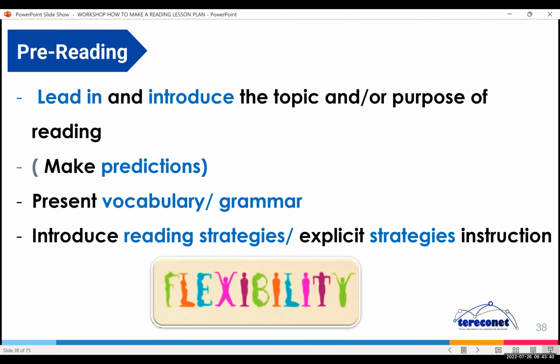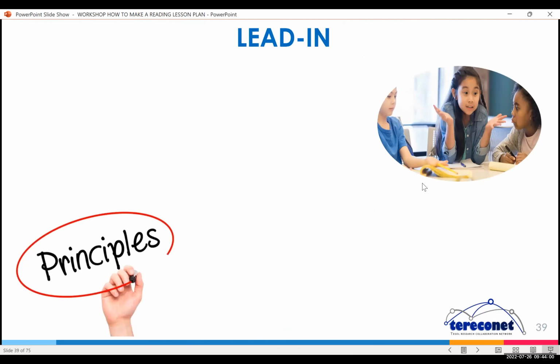But we need to be flexible in choosing the activity. What do I mean by flexible? For this lesson, you ask your students to predict. For another lesson, you will not ask your students to predict, but you organize another activity, for example. Now, let's move to the lead-in activity.